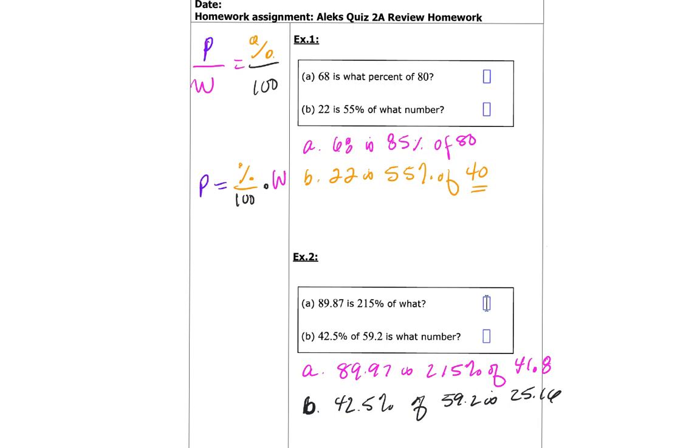Okay, so look at this. See if you got A is 68 is 85% of 80. B is 22 is 55% of 40. And A, for example 2, 89.97 is 215% of 41.8. And B, 42.5% of 59.2 is 25.16. Okay, and if they would have said round to the nearest tenth, you'd say that's 25.2. Okay. All right, so now you tried those.